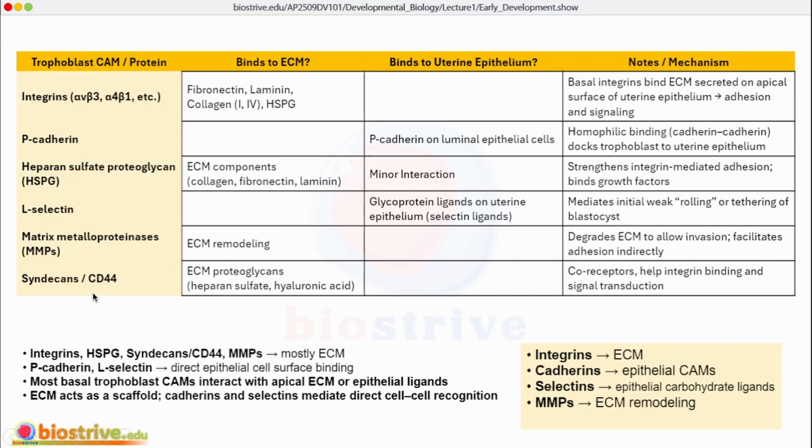For syndecans and CD44, they will interact with ECM proteoglycans like heparan sulfate and hyaluronic acid, and they will act as co-receptors. They will help integrin binding as well as some specific signal transduction, which will finally help in completion of all these processes of invasion as well as implantation.